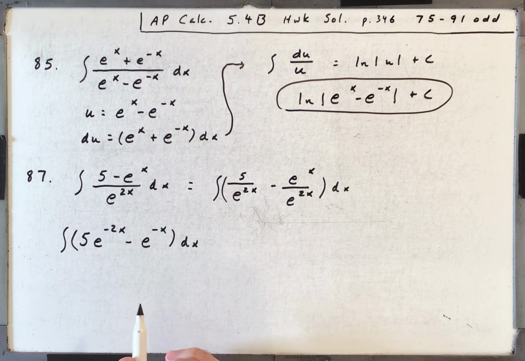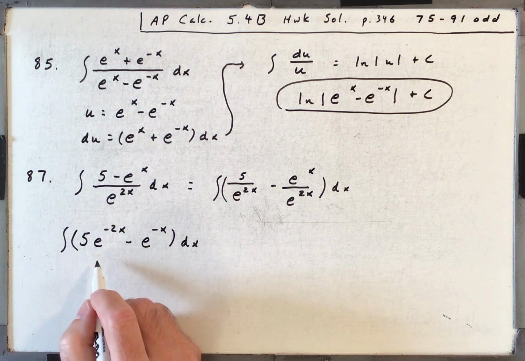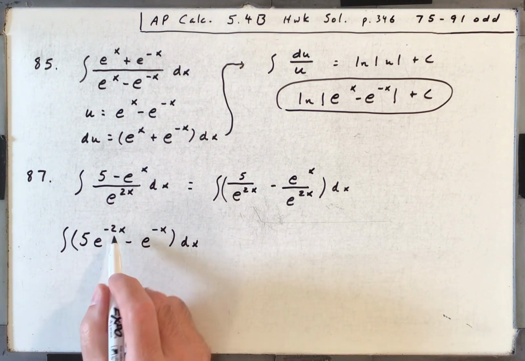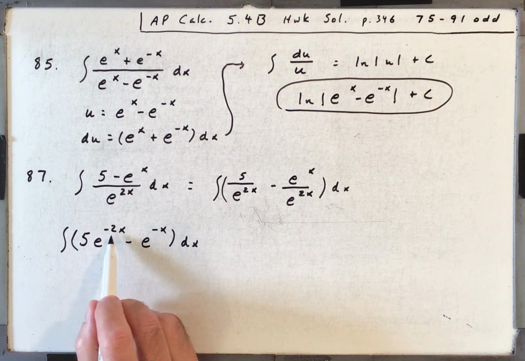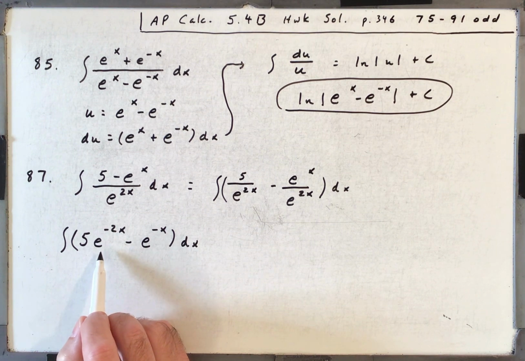All right, now I'm going to do these separately. So, you can do a u substitution. We could let u be negative 2x here and let u be negative x here, but you might be able to just kind of do this in your head.